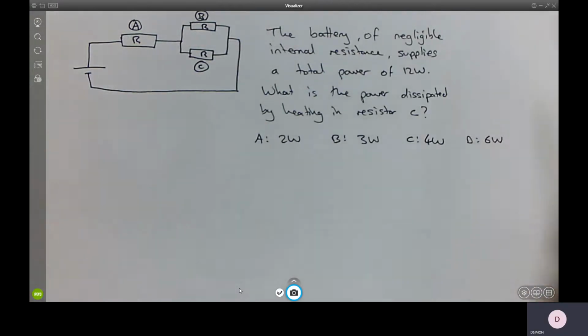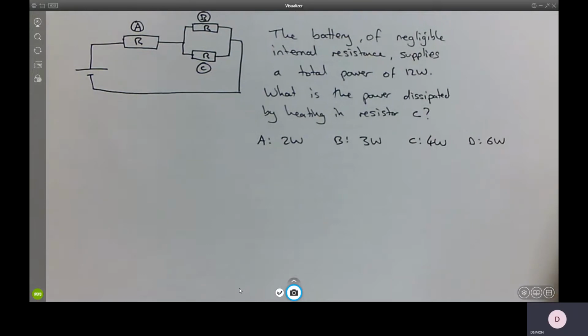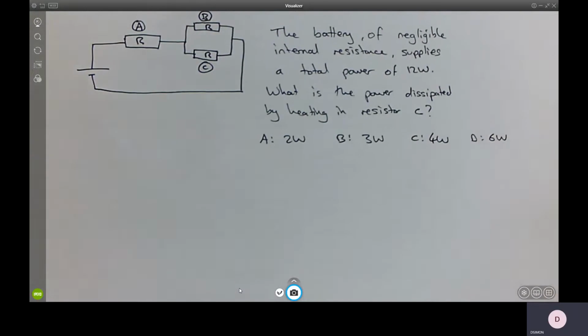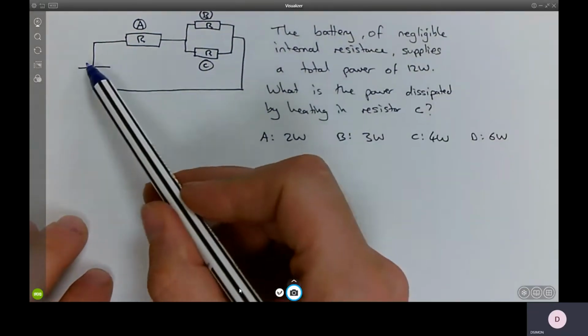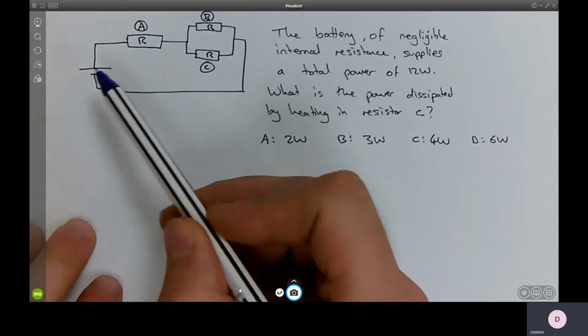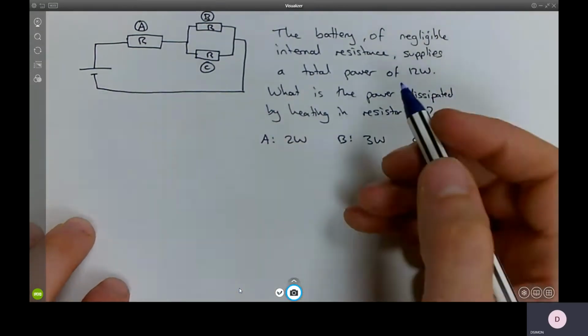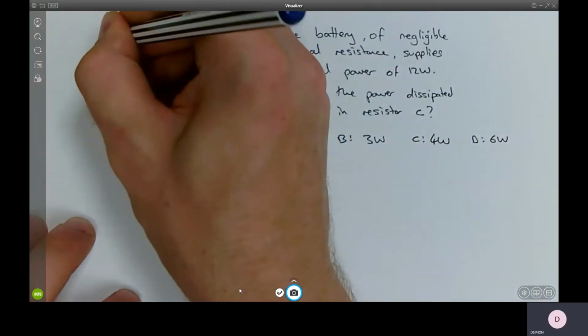So you could attempt this problem by substituting in some numbers and seeing what happens, but we can also do this in general terms, and this way it means we're not going to make any mistakes. So we know that the total power dissipated is 12 watts, so we need to figure out how it's split. So the way I would approach this is to think in general terms.